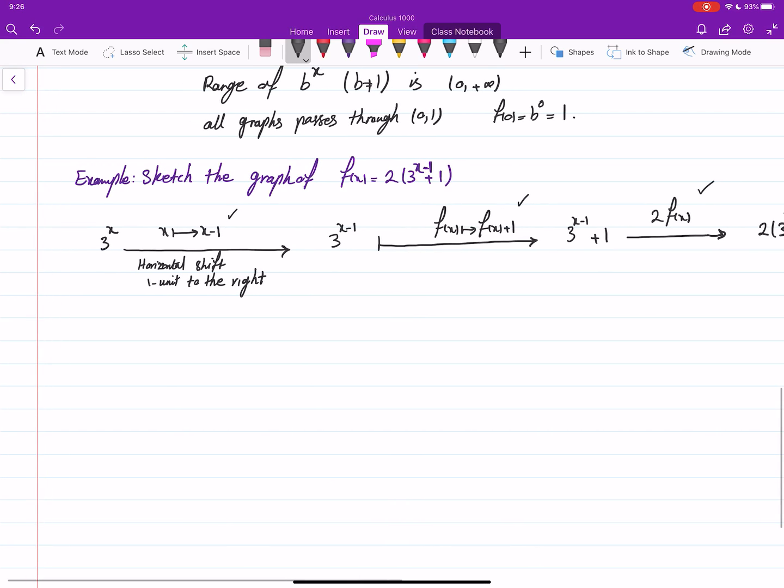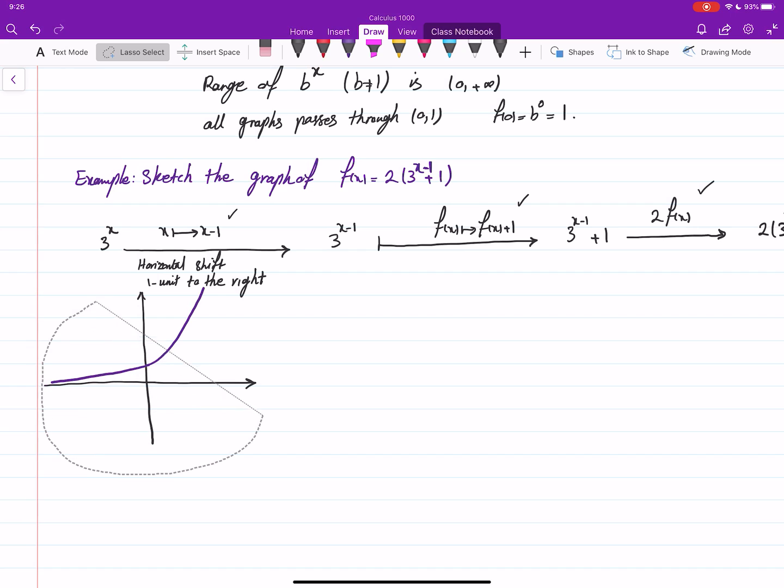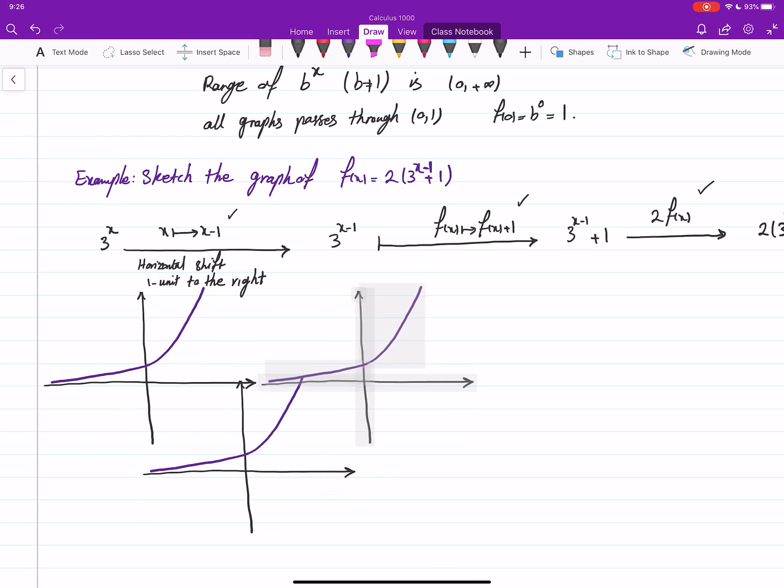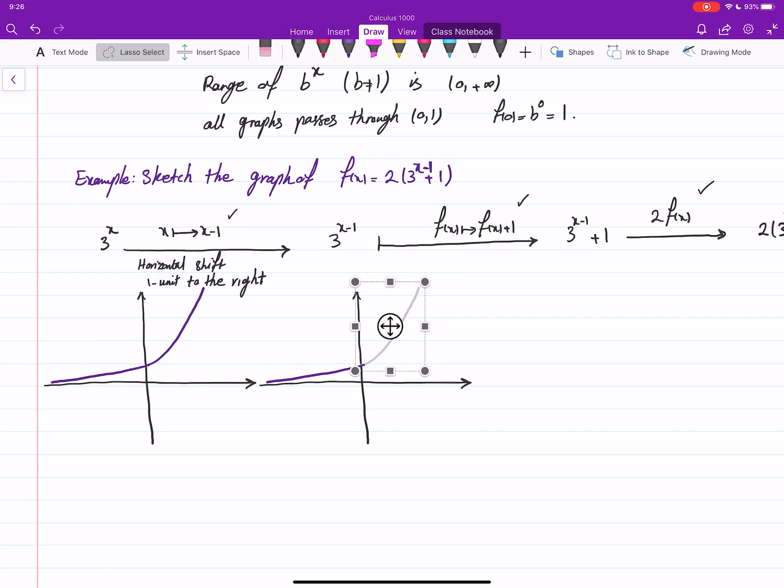It means that if I know the graph of 3 to the power x, 3 is bigger than 1, so it will have a graph like that. I can then find the graph of 3 to the power x minus 1 simply by shifting everything 1 unit to the right. So if this is almost 1 unit, and then I will do this one. That's what we have there. So we found the sketch of this new one by shifting everything 1 unit to the right.